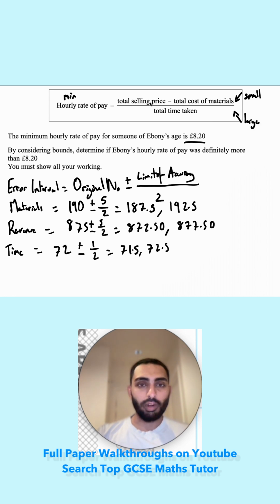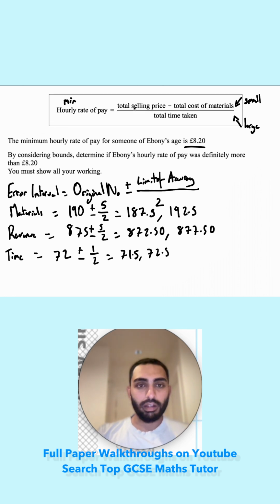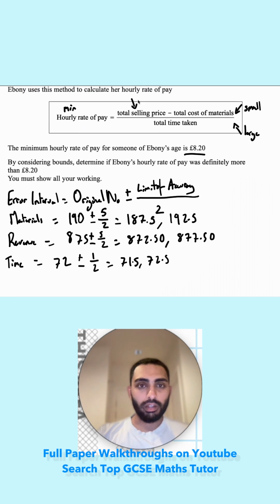But just concerning this top one, if we want to make this as small as possible, we're going to make this number as small as possible. So we're going to choose our lower bound for our selling price, but for the total cost of materials, we're going to choose our upper bound for that one because we're trying to minimize this numerator. For the bottom, we're going to choose our upper bound.